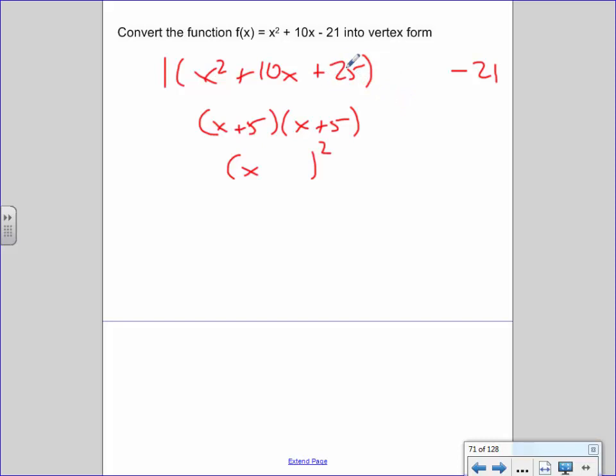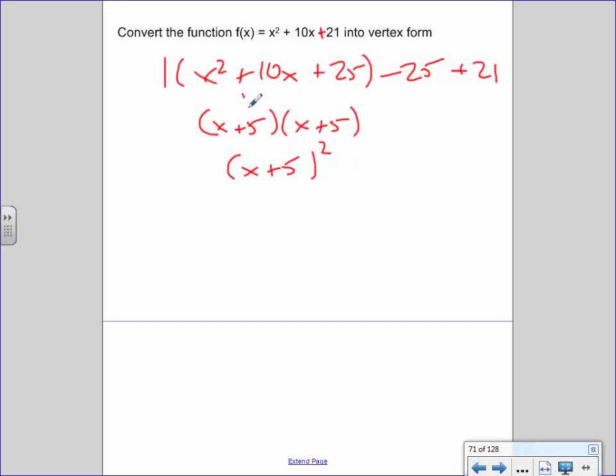Now you might say, well, Chris, why do I bother writing this 25 right here? I know it's going to go to x plus 5, x plus 5. But the reason why you need this 25 right here is that we can't just randomly add 25 without subtracting 25. I screwed up here. This was a plus 21, wasn't it? Okay, well, we're nearly there.